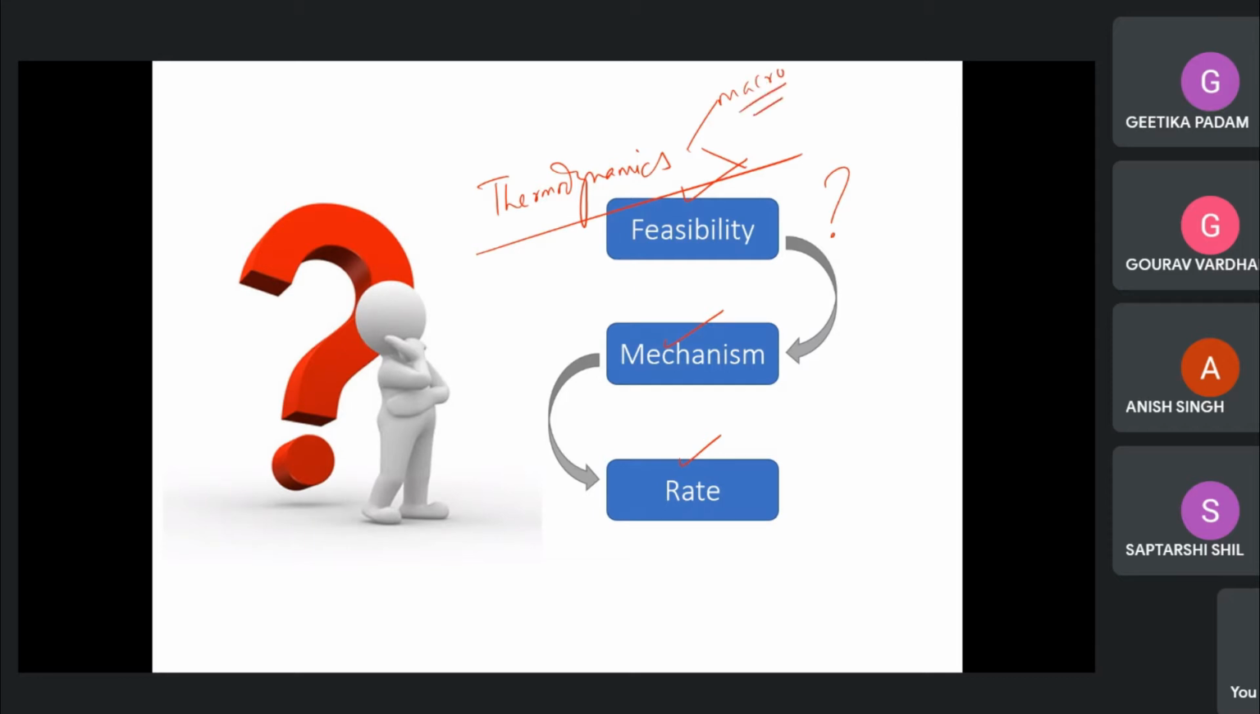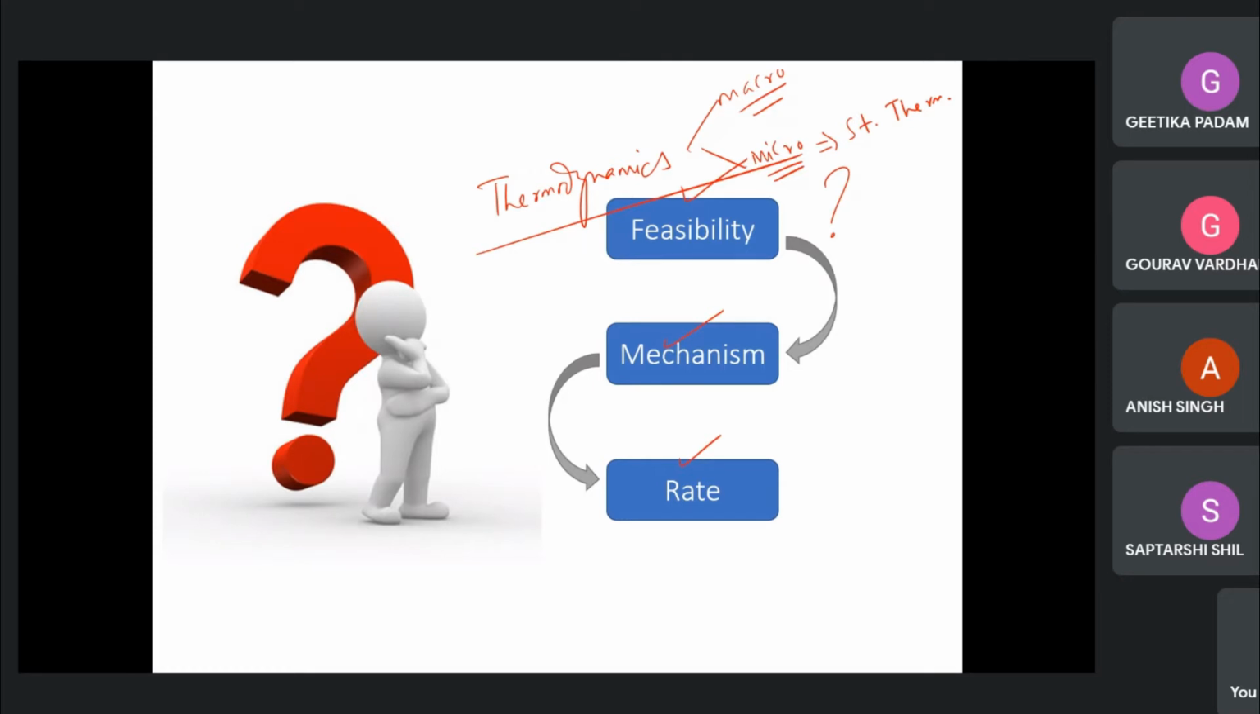Whatever thermodynamics you have read in plus 2 level, both in physics and chemistry, is the macroscopic approach, where the system is considered as a whole or matter is considered as bulk. We are never interested in finding what happens to the individual particles that make the substance or matter. That is the macroscopic approach, traditional thermodynamics. And another is the microscopic approach, which is known as statistical thermodynamics.